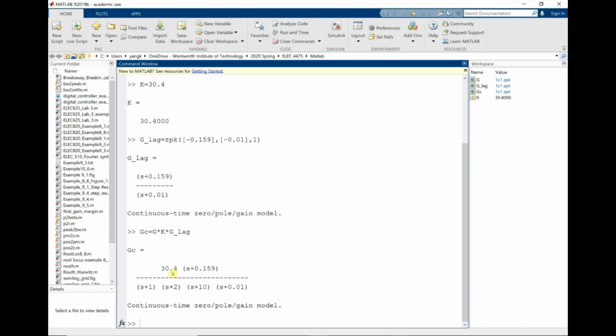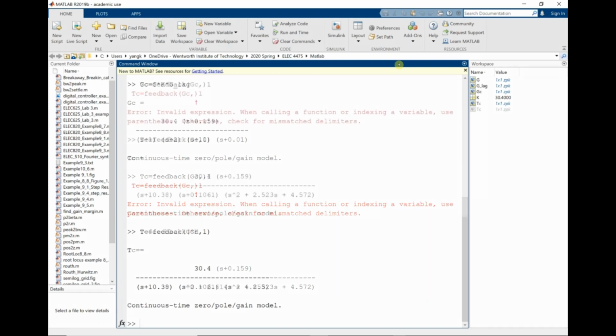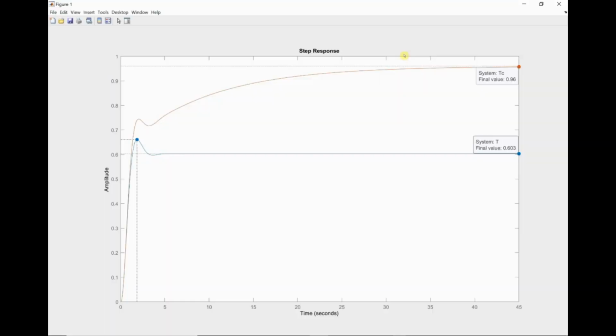And then let's find the closed loop transfer function, Tc. Since I want to see the step response before compensation on the same graph with the step response after compensation, I'm also going to define the closed loop transfer function without the lag compensator. All right, so now let's plot these two step responses on the same graph. According to the simulated step response, for the compensated system, we have a final value of 0.96, which gives us a steady-state error of 0.04. The bump over here does not overshoot above the final value. Therefore, the percentage overshoot of the compensated system is equal to 0.